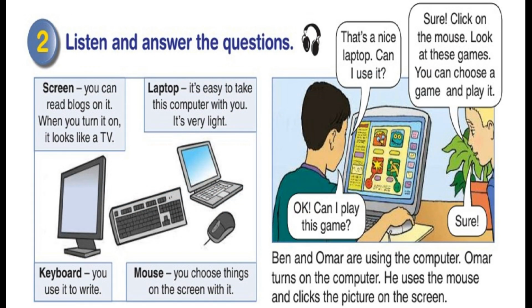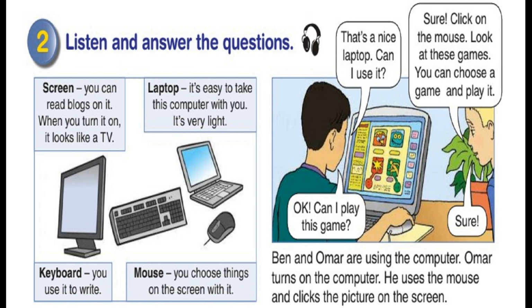Screen. You can read blogs on it. When you turn it on, it looks like a TV. Laptop. It's easy to take this computer with you. It's very light. Keyboard. You use it to write. Mouse. You choose things on the screen with it.